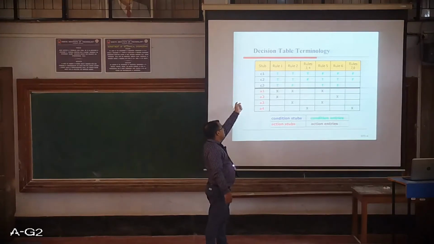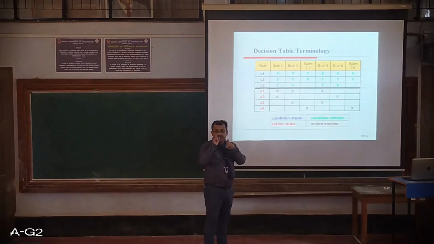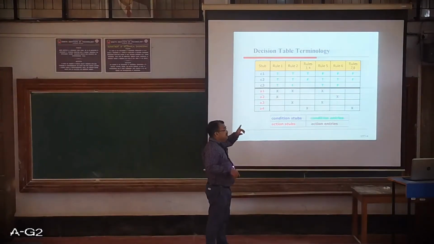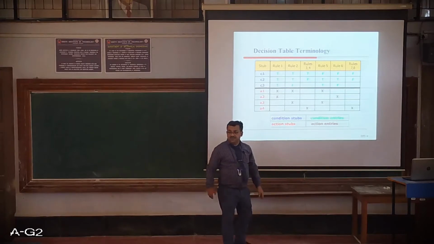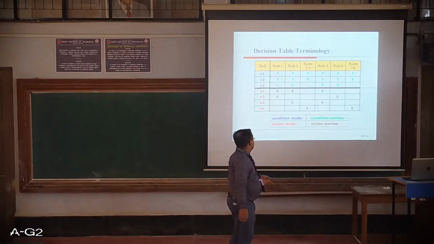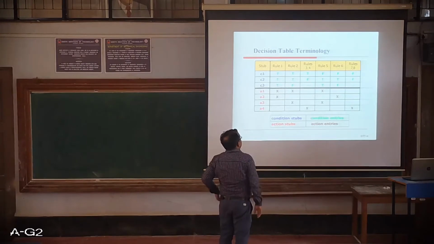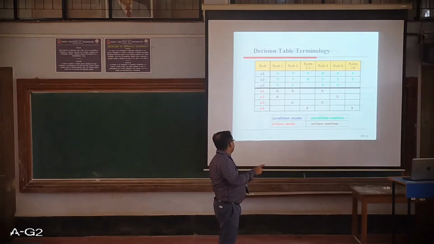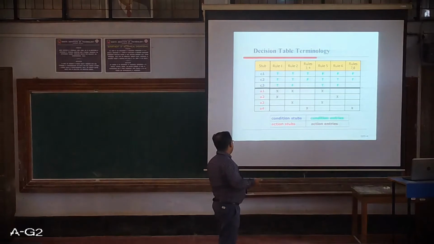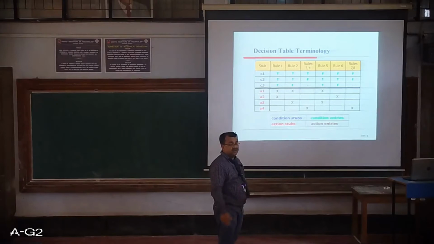Suppose it is like this: if condition C1 is true, condition C2 is true and condition C3 is true, then the action should be either A1 or A2. So that becomes one rule. Similarly, in rule 2, if condition C1 is true, condition C2 is true and condition C3 is false, then action A1 or A3 should be taken.